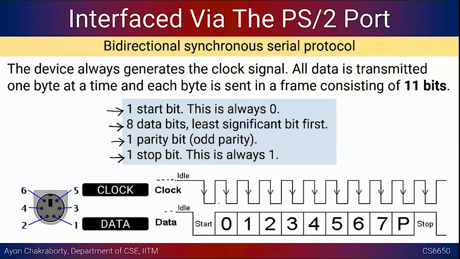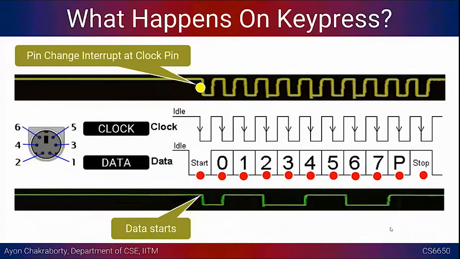So from 0 to 7, these 8 bits constitute 1 byte. And then you have the start and the stop in the beginning and in the end. What our interest lies in here is to detect the beginning of the key press.